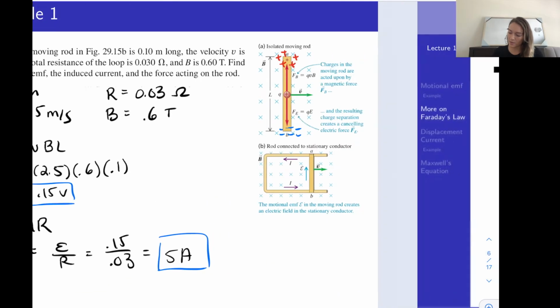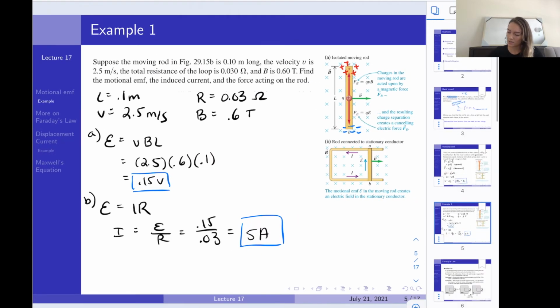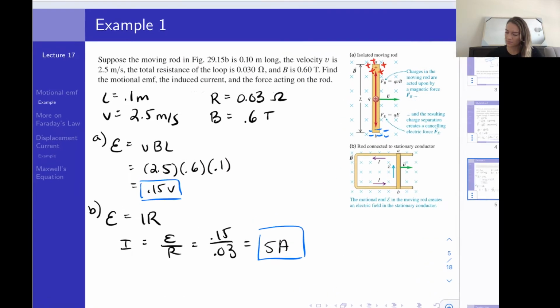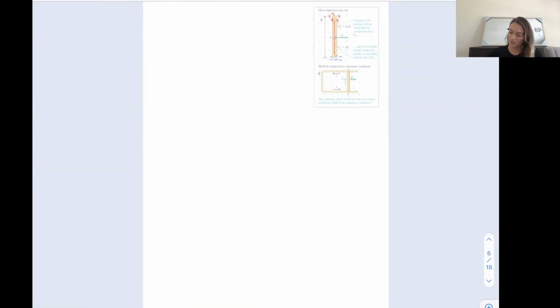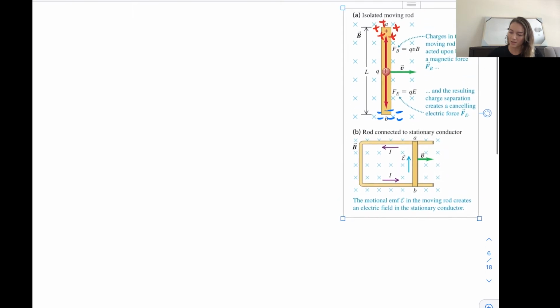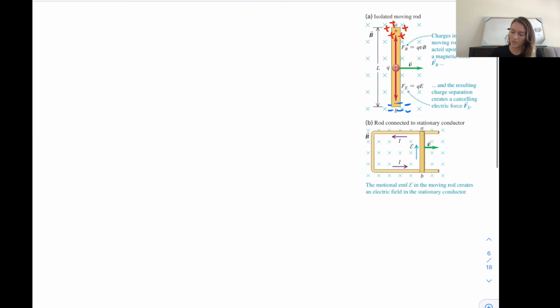And now we want to find the force acting on the rod. Let's write that over here. So we want to find the force acting on the rod. And I should note, this is the magnetic force we want to find. So as we move this rod to the right through the magnetic field, what is the magnetic force that that rod will feel? So for the force, we can just use our force on a current carrying wire equation.